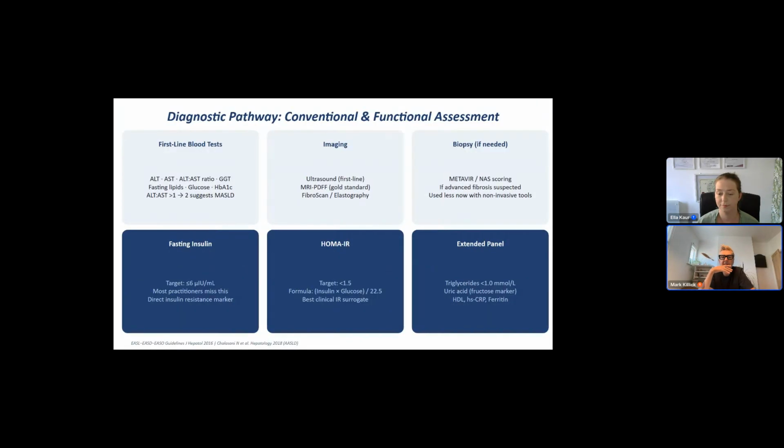So there's a conventional and functional assessment that we can look at. We often do look at blood tests; a lot of us run a lot of blood tests within our clinic, or we see blood tests that have been run by the GP. So we can look at some liver enzymes, things like ALT, alanine aminotransferase, and AST, aspartate aminotransferase.